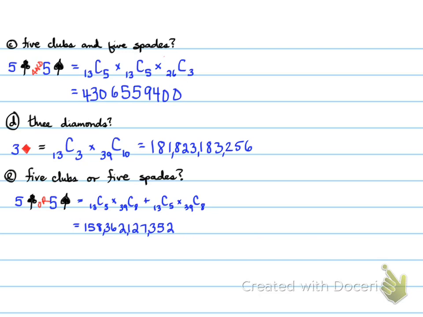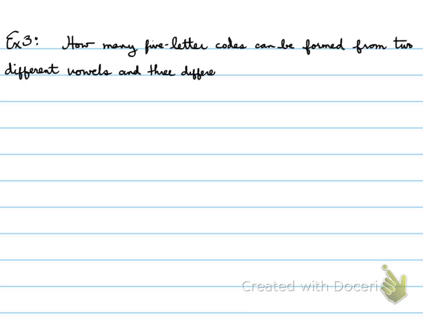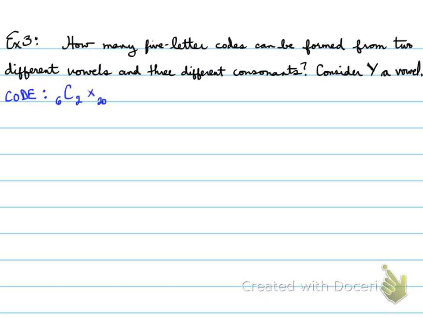All right, one more. Example number 3. How many 5-letter codes can be formed from 2 different vowels and 3 different consonants? Consider Y a vowel. Let's look at the possibilities here, folks. Well, there are 6 vowels, and we need to choose 2, times 20 consonants, and choose 3. Now, this is the specific thing I need. I need 2 vowels and 3 consonants.